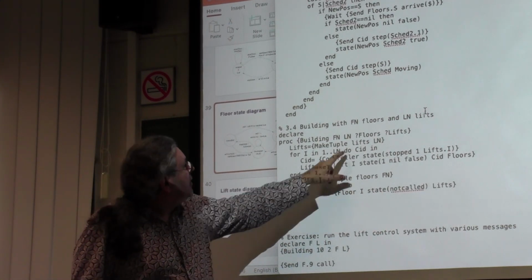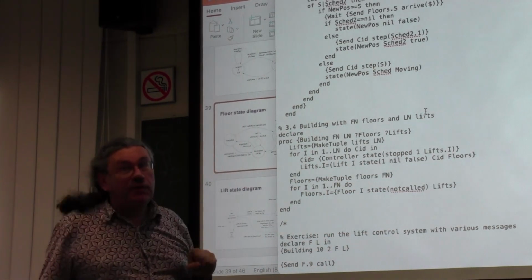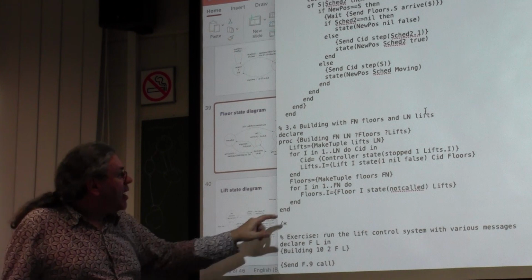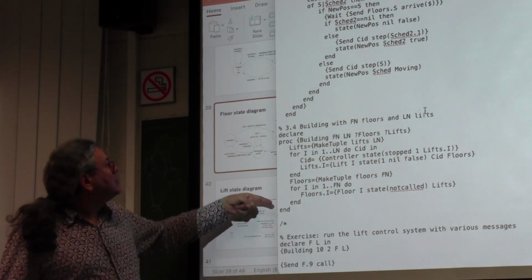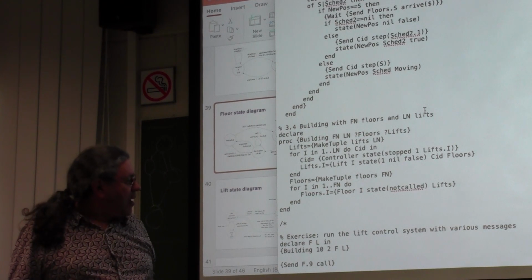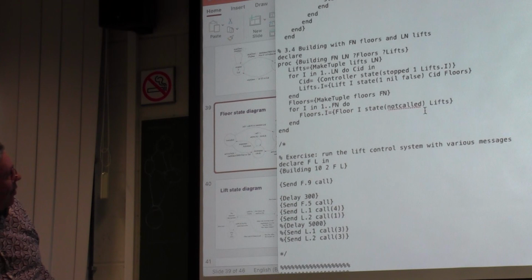And notice that lifts and floors is an argument to lifts, so the lift knows all the floors. And lifts is an argument to floors, so the floors know all the lifts. So this creates building, and then we can do some experiments with this. Okay, so I'll run it.